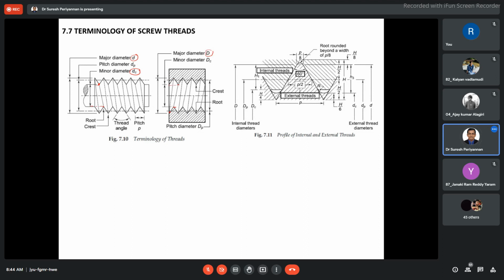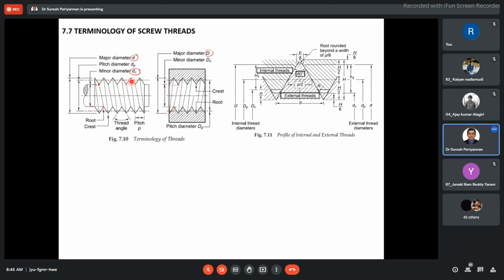Okay. Now, what is the pitch diameter here? Pitch diameter is the diameter of an imaginary cylinder, the surface of which would pass through the threads at a point so as to make the width of the threads equal to the width of the space.